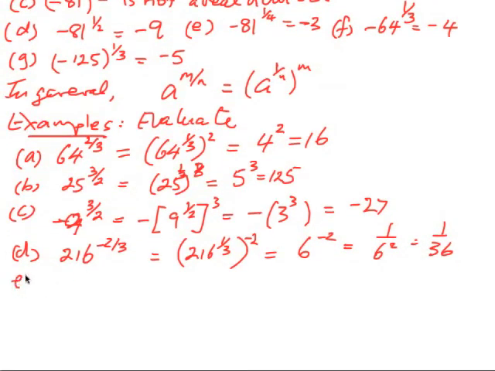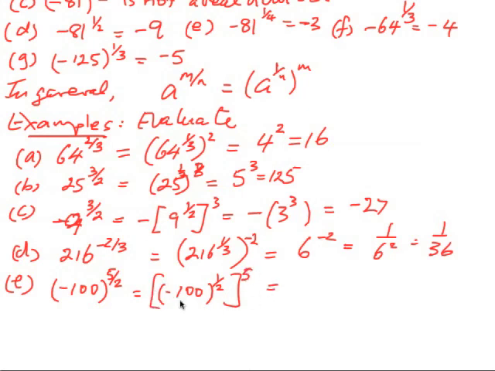And what if we have something like this? We have negative 100 to the 5 halves. Well, this would be negative 100 to the half, and then we'd have to take it to the 5th power. Of course, we can't find the principal square root of negative 100 because n is even here, so this is not a real number.